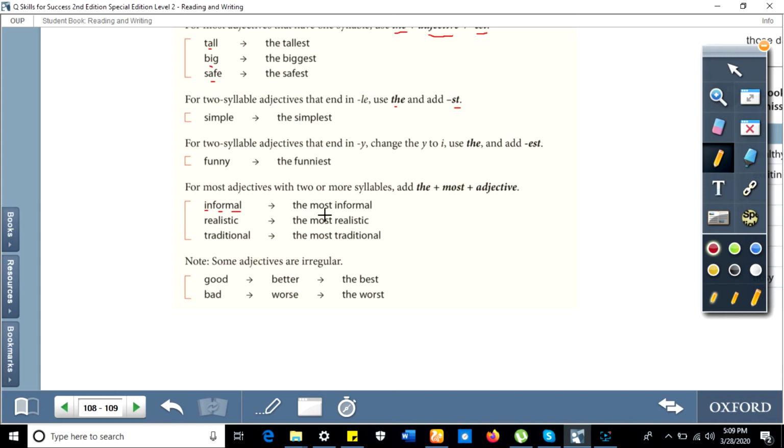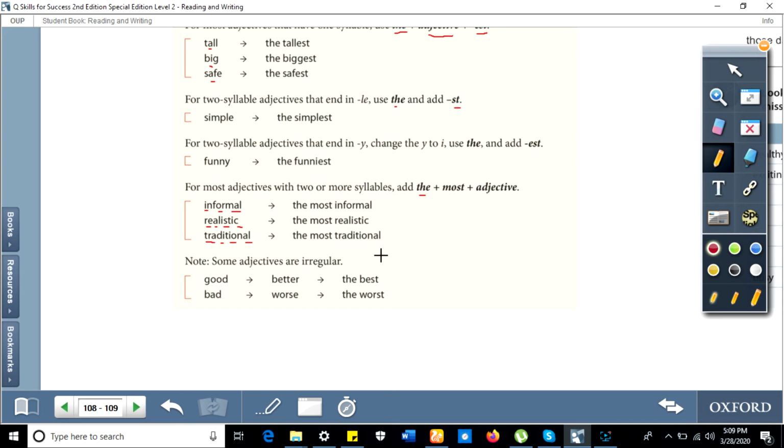So remember this, it's very important to use the with it, and here with most, so the most informal. And here realistic, 1, 2, 3, 4, we have four syllables here. And traditional, we have already done that, traditional, so we have four syllables here also. So the most traditional, the most realistic. All right.